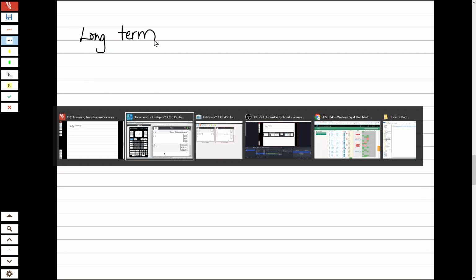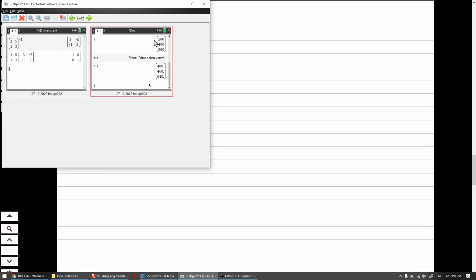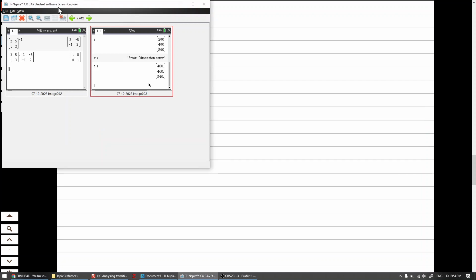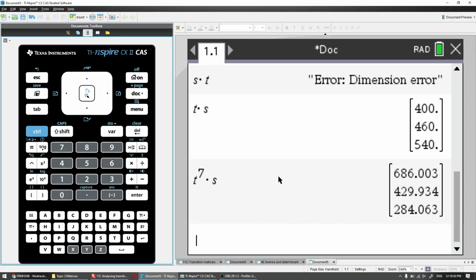So what I want to do is show you what happens with the calculator if we let it go on for a while. One of the interesting things that happens with transition matrices is often things settle down to a long-term pattern and it doesn't change anymore. Doesn't always happen, but in most of the applications in this course, we see this happening.